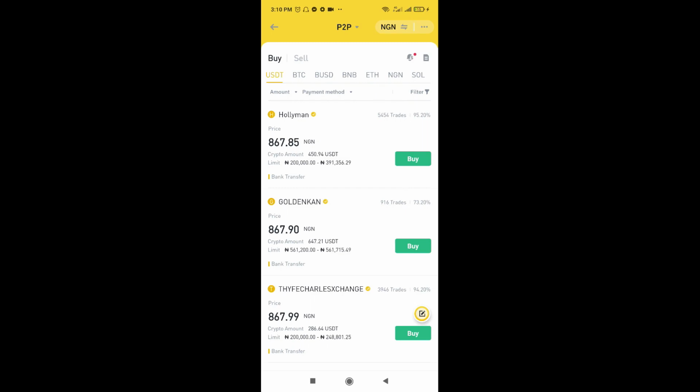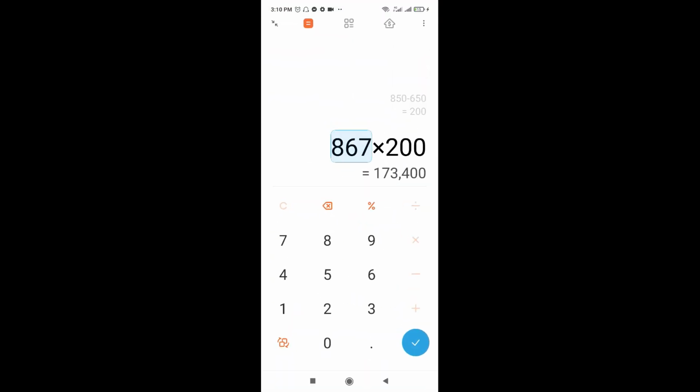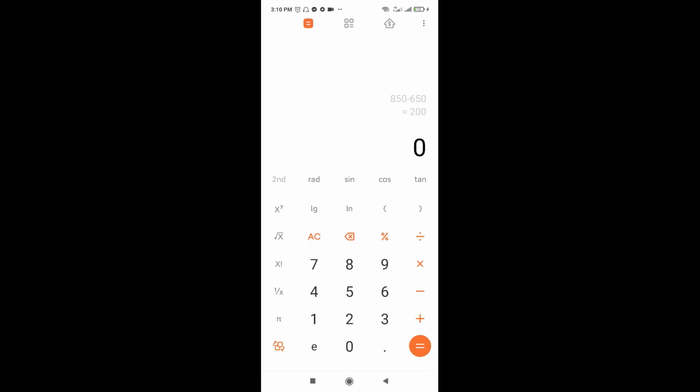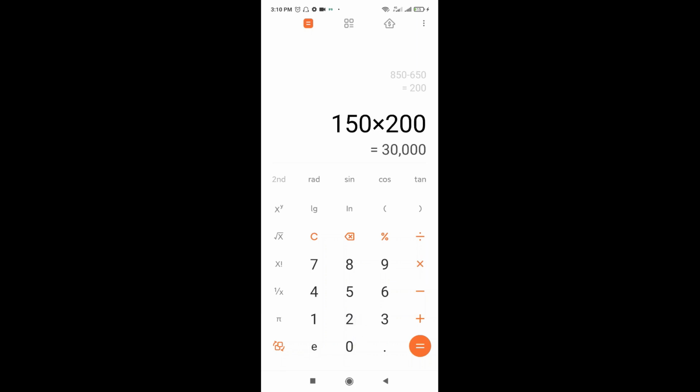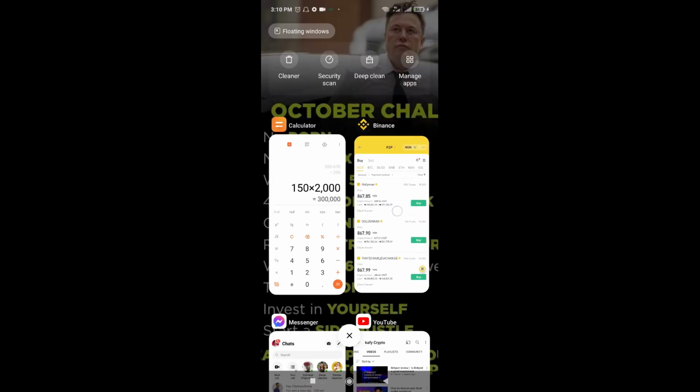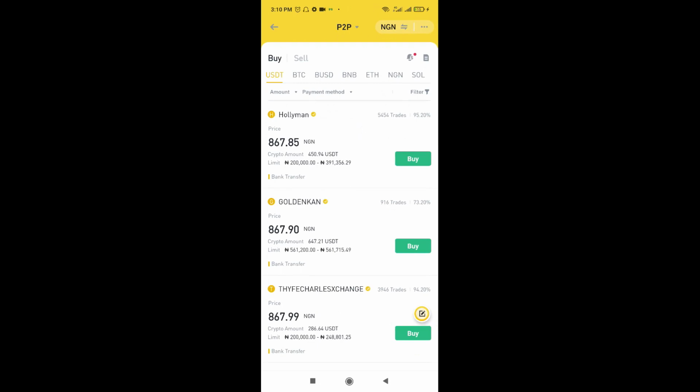Save your money in USDT, and when dollar gets to, let's say, 1,000 Naira, if you bought at 860, you are going to be having extra 150 profit. And let's take for instance that you purchased 2,000 USDT, and dollar gets to 1,000 Naira. You're going to be having 150 profit on each of them. So when you times this by 2,000, you're going to be getting 300,000 Naira for doing just nothing. So you can see that this is actually something that you should consider doing if you have any money that you don't know what to use it and do at the moment, right?